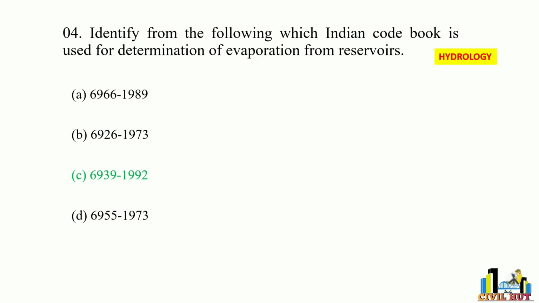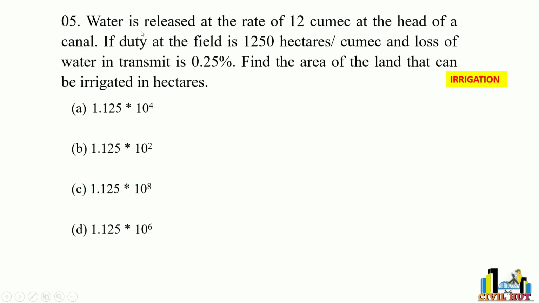Next one: water is released at the rate of 12 cumec at the head of a canal. If the duty at the field is 1250 hectares per cumec and loss of water in transit is 0.25%, find the area of the land that can be irrigated in hectares. A. 1.125 into 10 to the power of 4, B. 1.125 into 10 to the power of 2, C. 1.125 into 10 to the power of 8, D. 1.125 into 10 to the power of 6.